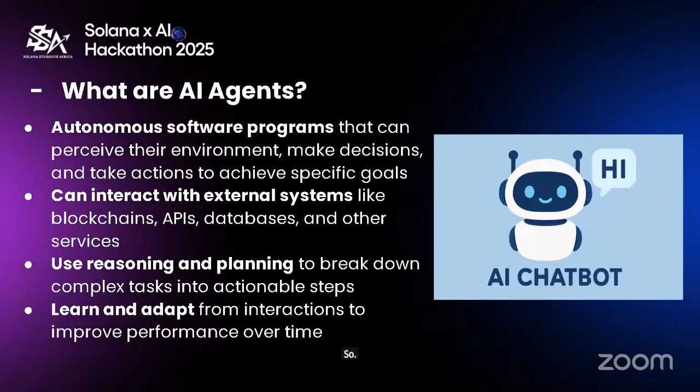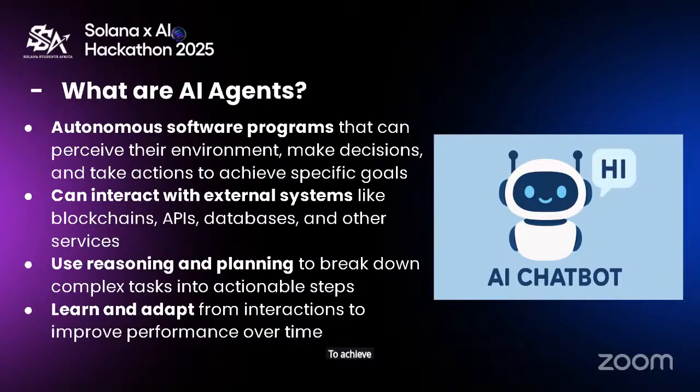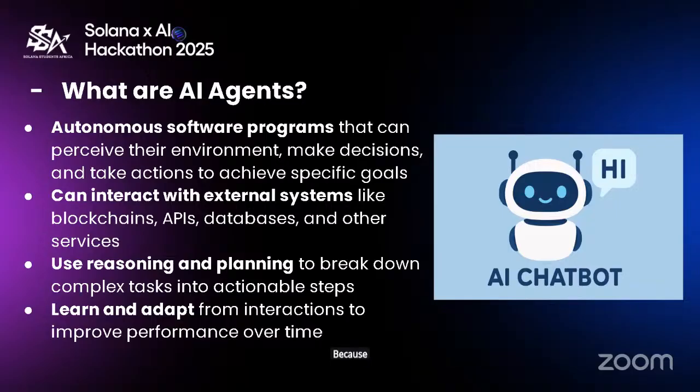So first of all, the core of what we're doing is the AI agents, right? What I have here is that they are autonomous software programs that can perceive their environments, make decisions, and take actions to achieve a specific goal. So the environment is what you as a developer would tell it to do, because we have to see ourselves as people building this AI chatbot. So we have to give it limits.